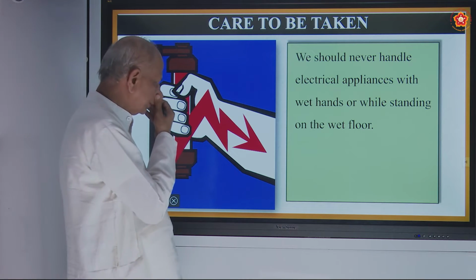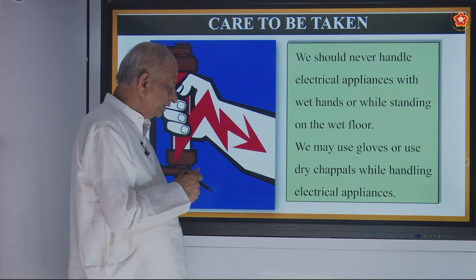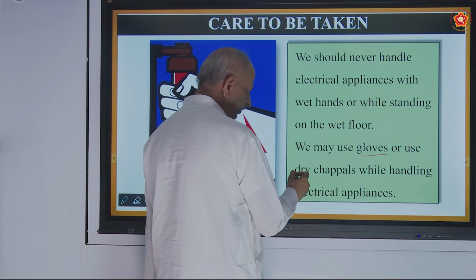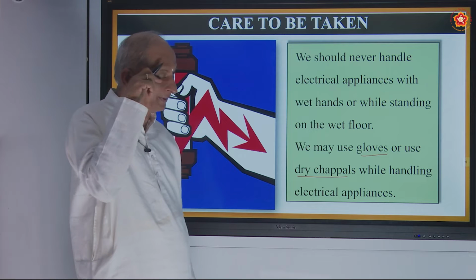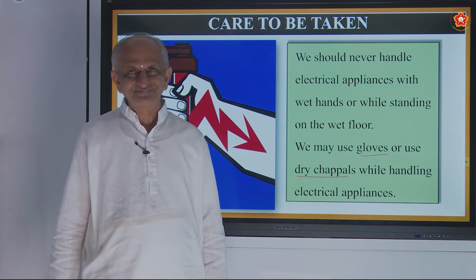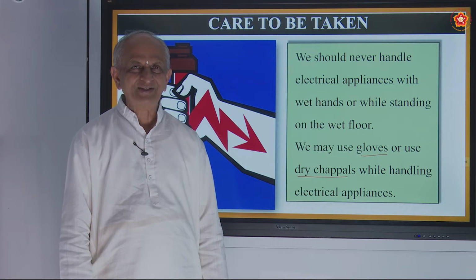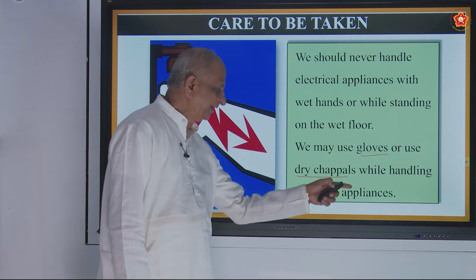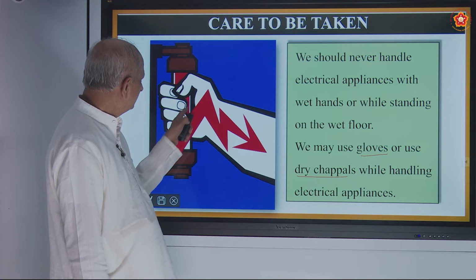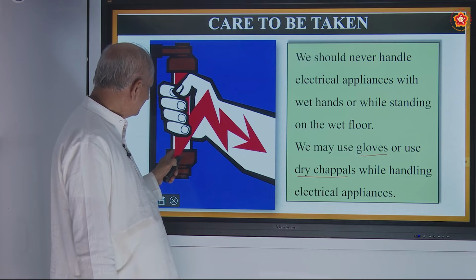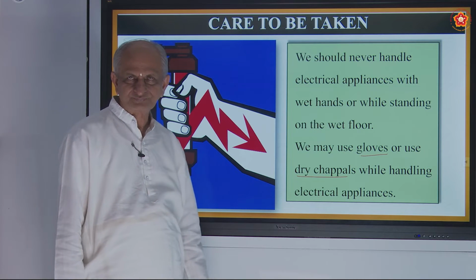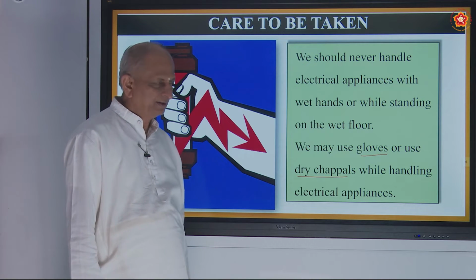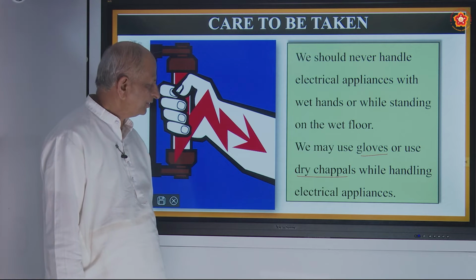So current will flow through us. So what is the care to be taken? You should use gloves on the hands. You must wear dry chappals. What happens if you use wet chappals? The current will flow through the chappals also. Therefore, you must have dry chappals while handling electrical appliances. Here a person is touching this, mostly it is a fuse. With any electric appliances, you should be careful while removing or touching the electric circuits. Okay?